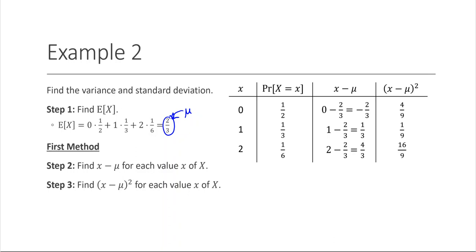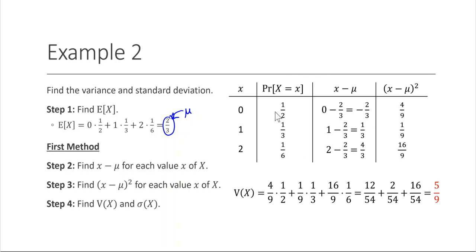And finally, we need to compute the variance and the standard deviation from what we have. Well, the variance is just going to be the expected value of this random variable that comes from the last column here, using the probabilities we got here. Putting that together, we have 4/9 times 1/2 plus 1/9 times 1/3 plus 16/9 times 1/6, which when we simplify it, we get 5/9. And therefore, the standard deviation is the square root of 5/9, which is the square root of 5 over 3.